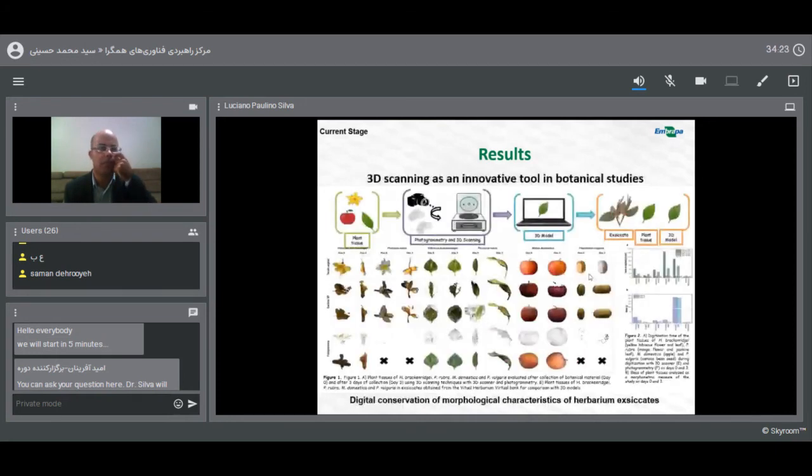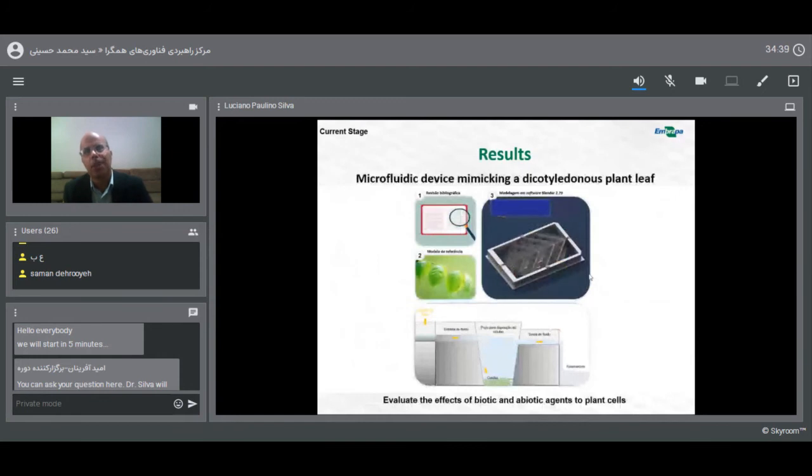We have even developed 3D scanning as an innovative tool in botanical studies in order to perform digital conservation of morphological characteristics of herbarium exsiccates. We have produced several microfluidic devices that could mimic a dicotyledonous plant leaf to evaluate the effects of biotic and abiotic agents on plant cells.